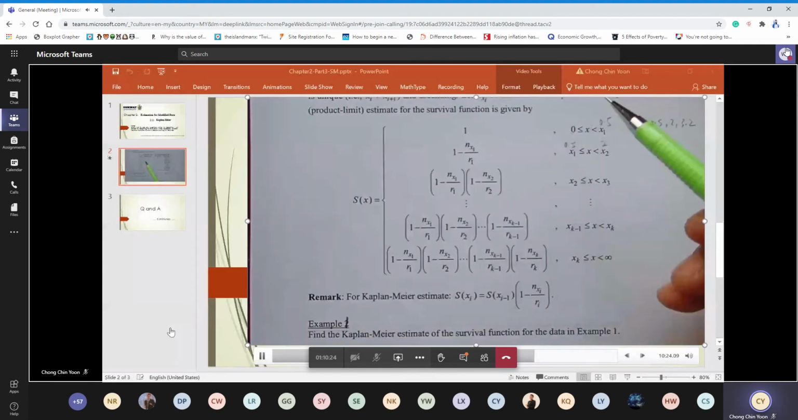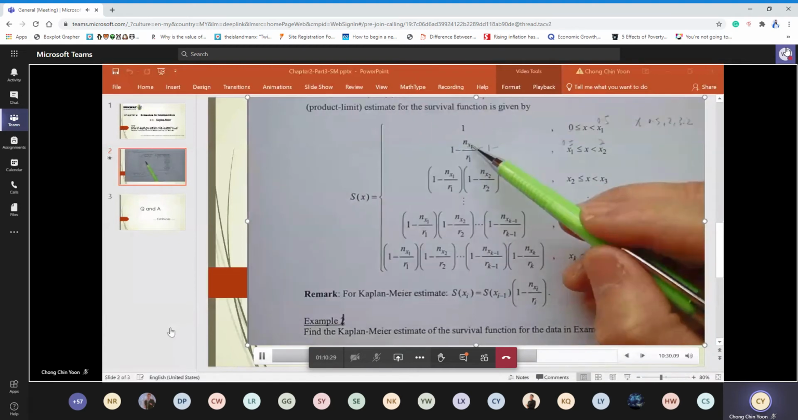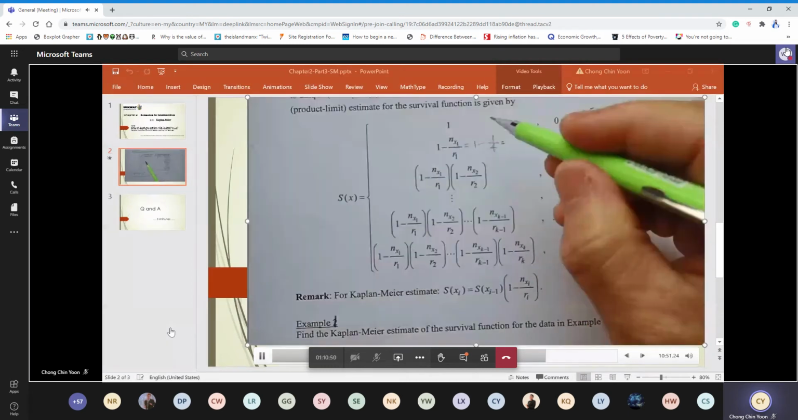So nx1 is the number of observations of x1 that we found just now, actually is 1. So this is 1 over, and this R1 is the reset for the x1, that is 4 we found just now. So this is 1 over 4, and you will have 0.75.